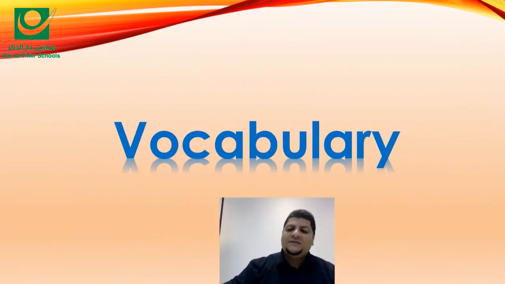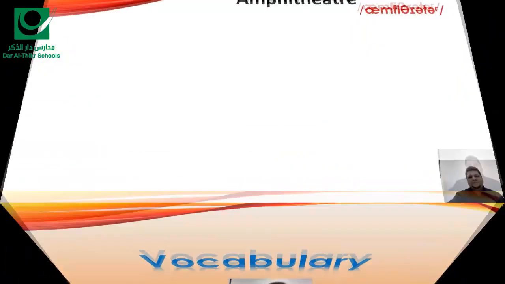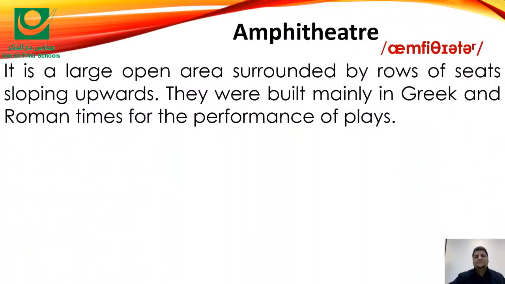Let's start with the vocabulary. Amphitheater. It is a large open area surrounded by rows of seats sloping upwards. They were built mainly in Greek and Roman times for the performance of plays. Look at these photos.